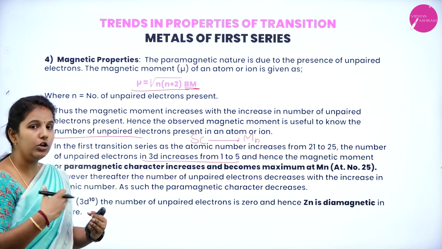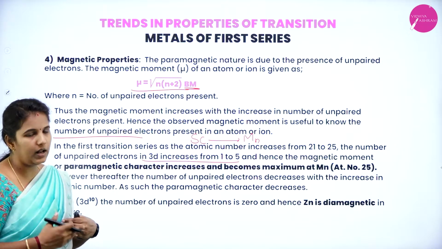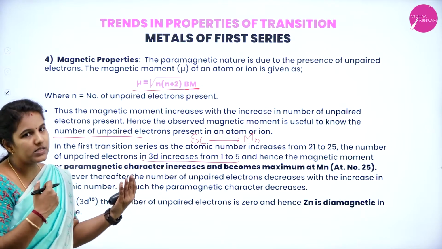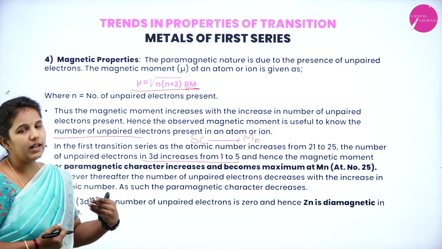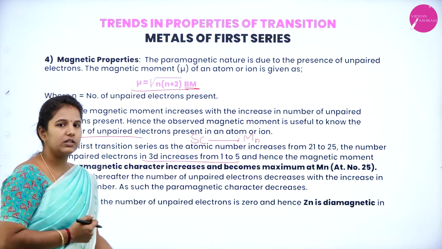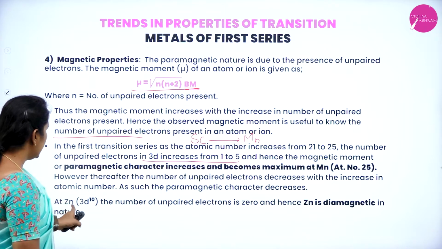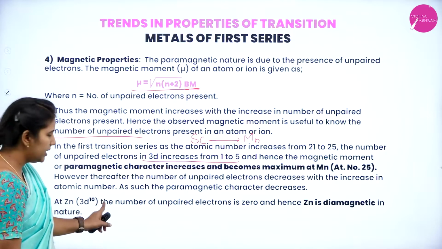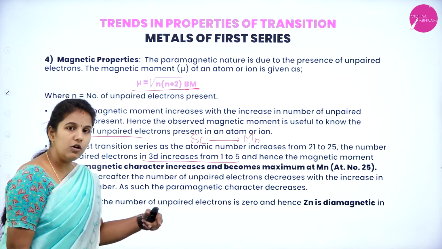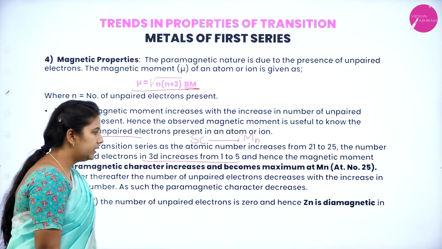Okay. After that, the electrons get paired up. Even though the atomic number increases, electrons get paired up in the d orbital, so the number of unpaired electrons starts decreasing. So the magnetic behavior or magnetic property starts decreasing after manganese. Okay. And at zinc you can see that it has 3d10, which consists of no unpaired electrons because all the electrons are paired up in the 3d shell.